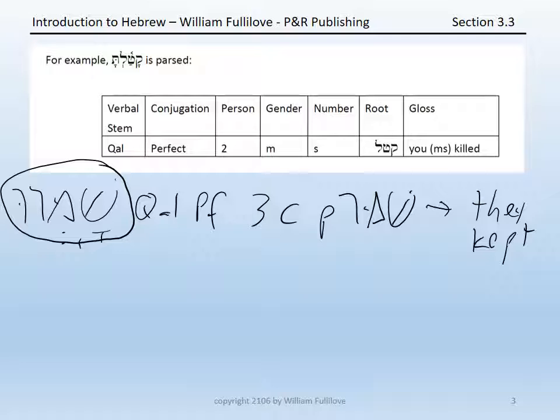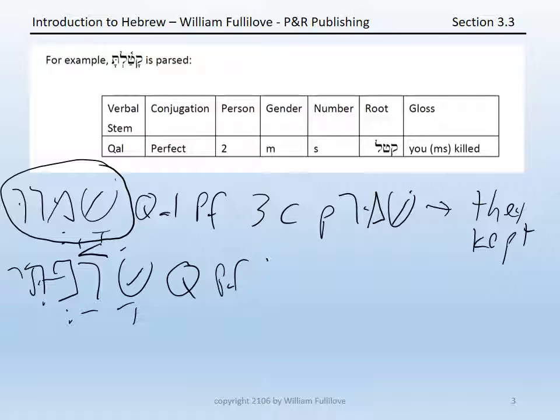For another example, if I find the Hebrew verb sarafti, I would have a Qal perfect first common singular from the root saraf. I then know that it must be, because it's a first common singular, I, and then I know from my lexicon that saraf is burn. So a rough translation or gloss, I burned.